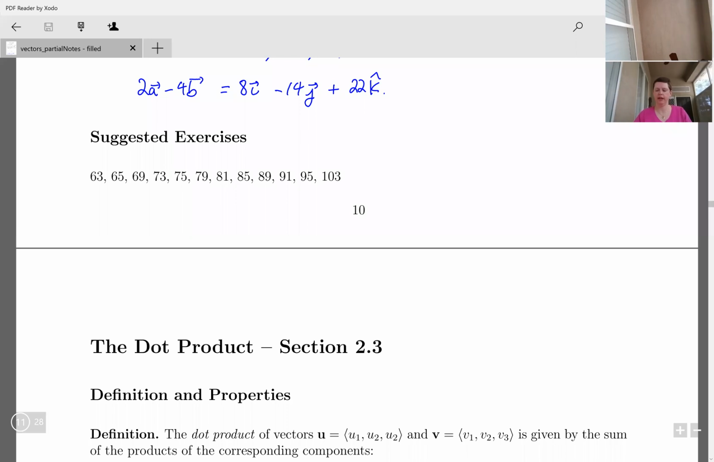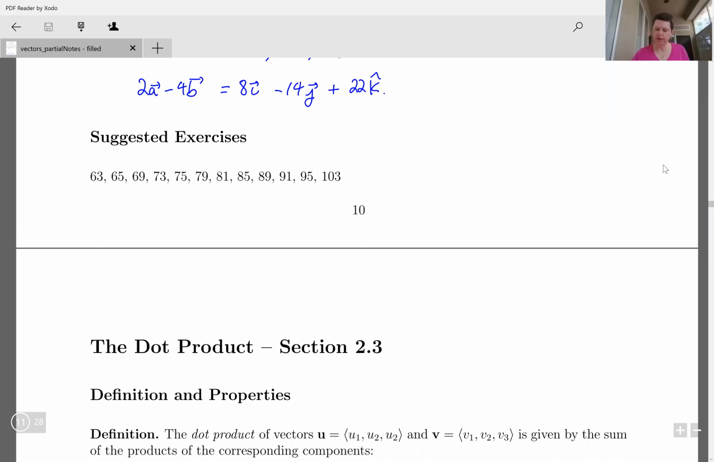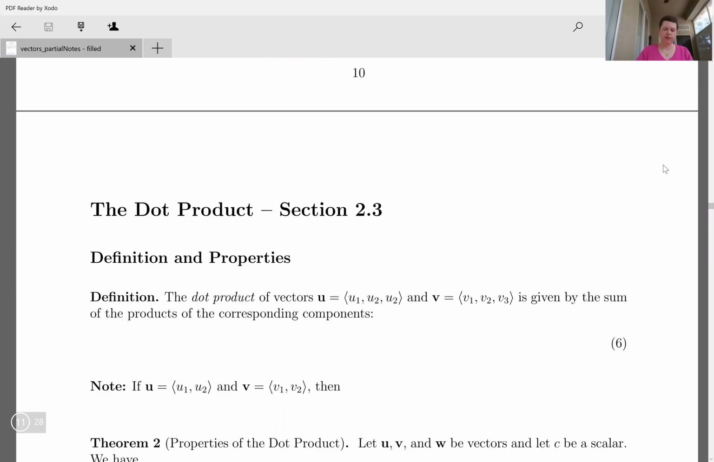Okay, now, next thing we're going to do is we're going to discuss the dot product, which is another operation between vectors. And so back to our notes, here we go. The dot product.